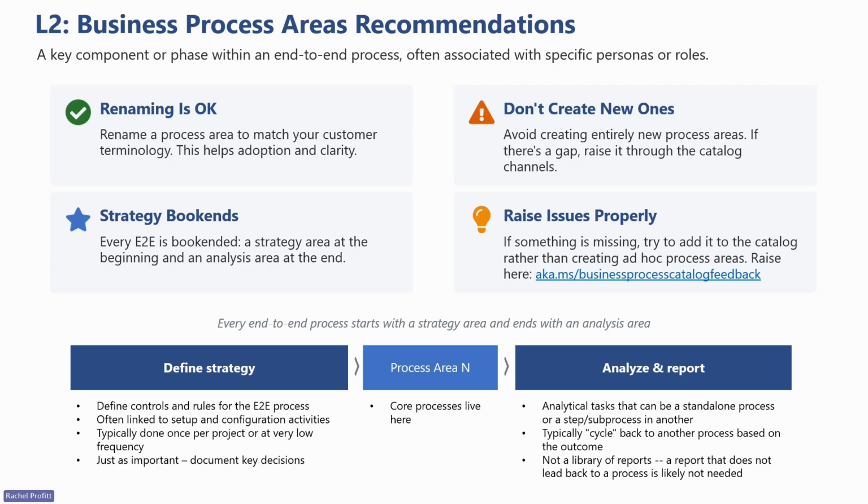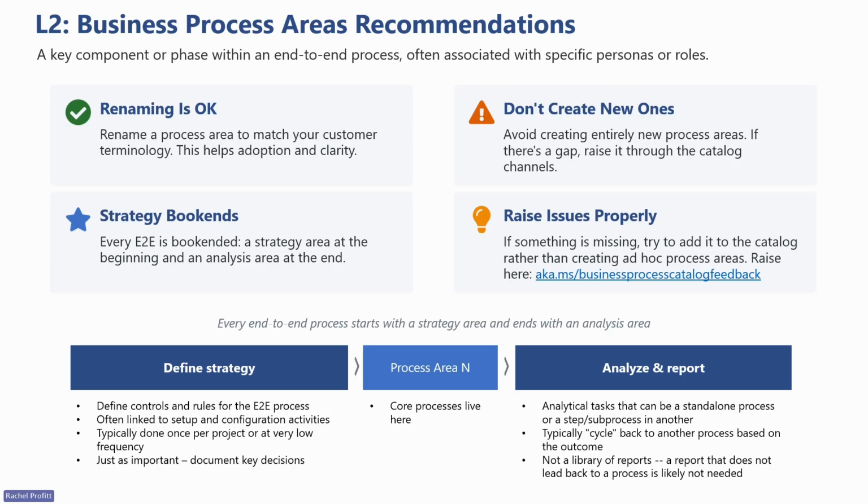Most end-to-end processes begin with a strategy-oriented area and end with an analysis and reporting area, with the core operational work in between. The strategy side is where the organizations define the controls, rules, setups, and decisions that shape how the process will run. These are often low-frequency activities, but they matter, and I might argue they matter the most in a new technology implementation because they determine how the rest of the process is executed.